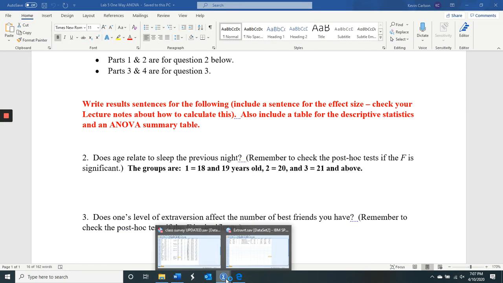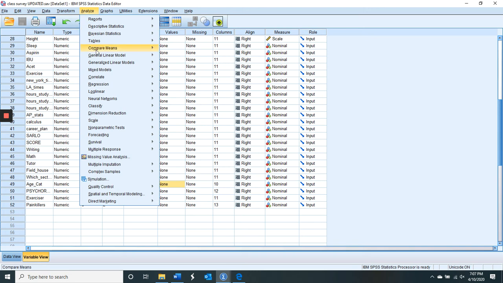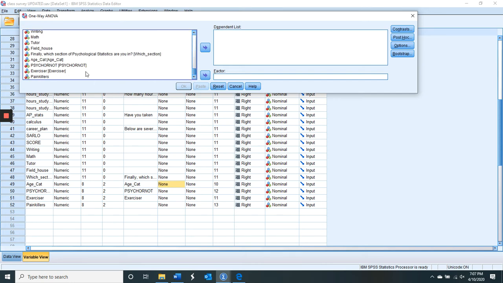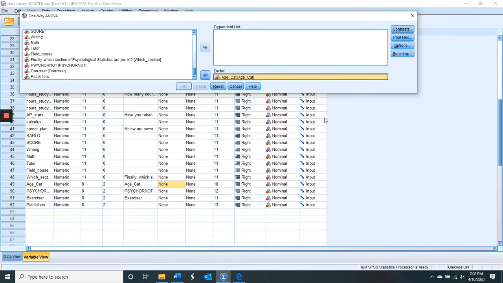And so what I did is I took that class survey data, and again, it's analyze, compare means, one-way ANOVA. I'm going to reset this. And so the age category is down here. So remember, this is not age as a ratio variable. This is age in terms of groups. So the three groups again are 1, 18 to 19-year-olds, 2 is 20-year-olds, and 3 is 21 and above. So I put age into groups in this case. So that's why it goes into the factor box, that goes into the groups.